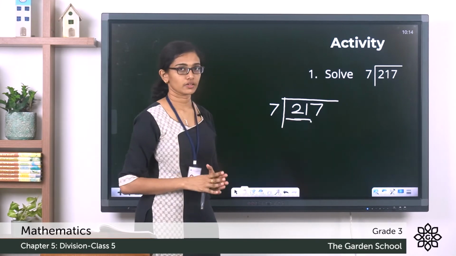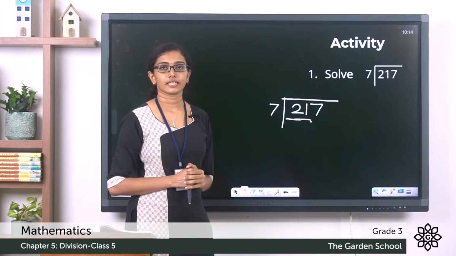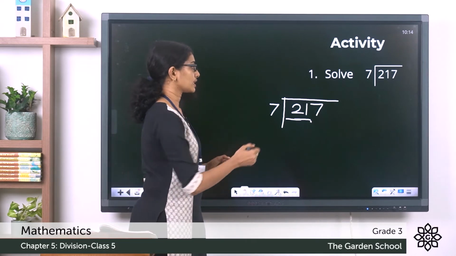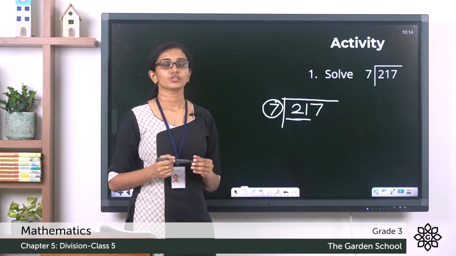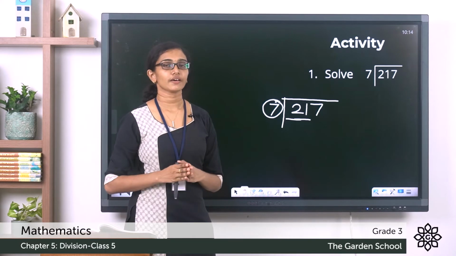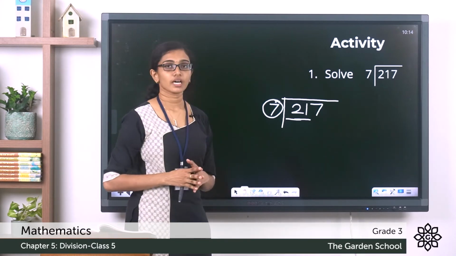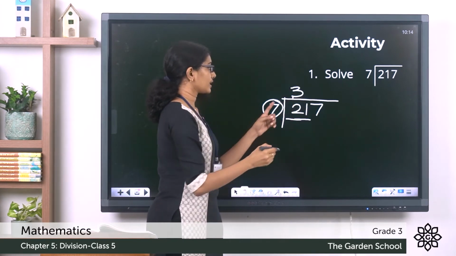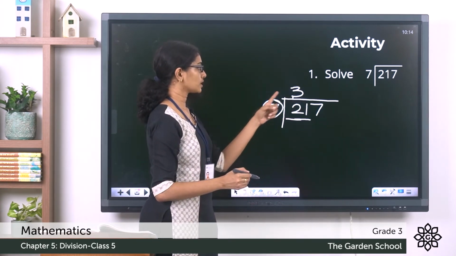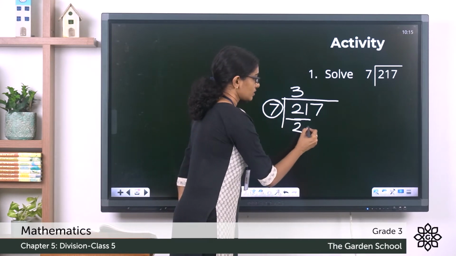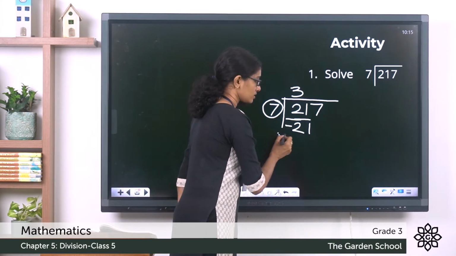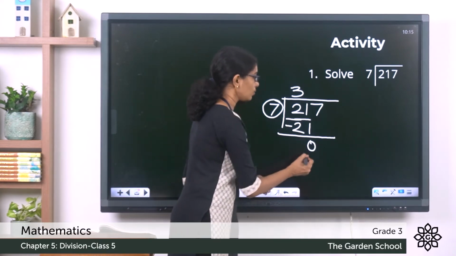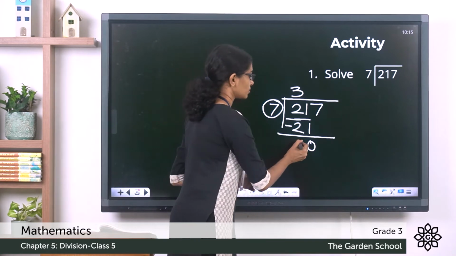So now we are considering 21 divided by 7. And what is 21 divided by 7? To find that, let's recite the table of 7. So 7 ones are 7, 7 twos are 14, 7 threes are 21. So let's write that 3 over here. Now again multiplying 7 into 3. Let's write it just below the 21 here. Now subtract the two numbers. 1 minus 1 is equal to 0. 2 minus 2 is equal to 0.